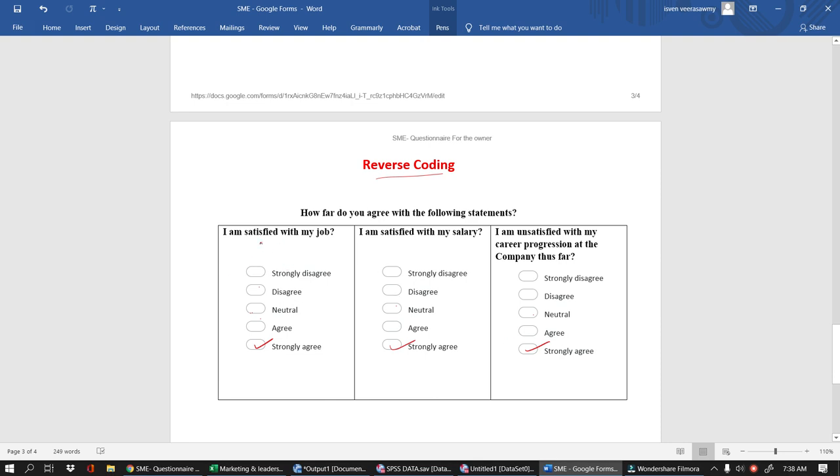And we have coded like before: 1, 2, 3, 4, 5. You can have more than 3 questions measuring the same construct, which is job satisfaction. Reverse coding applies where all the questions are measuring the same underlying construct, where here it's satisfaction. To know if you have a reverse coded question in your questionnaire is fairly simple.